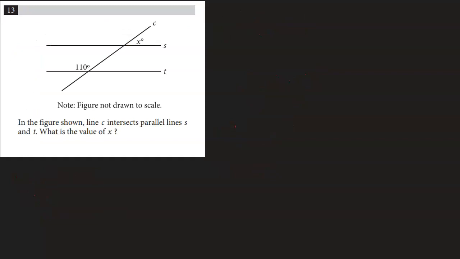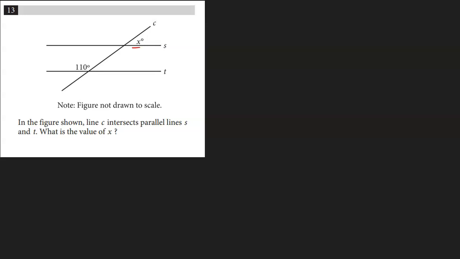Okay, number 13. In the figure shown, line C intersects parallel lines S and T. What is the value of x? So we know x is here. And so if lines are parallel and a line intersects them, it means that the angle at which that line intersects them is the same for both lines.